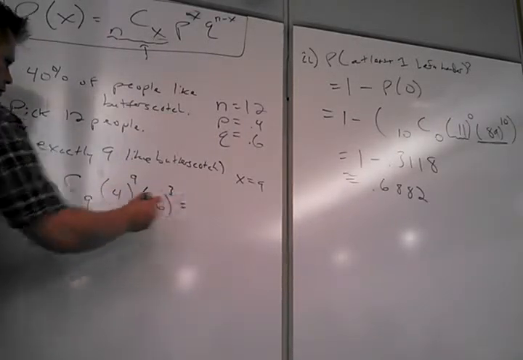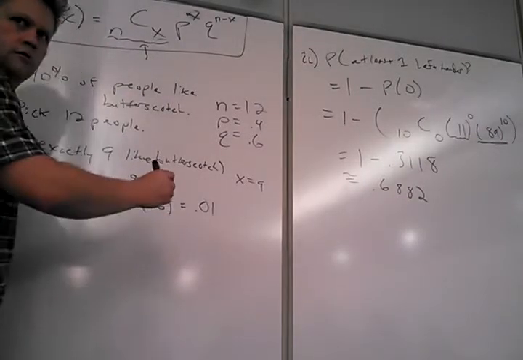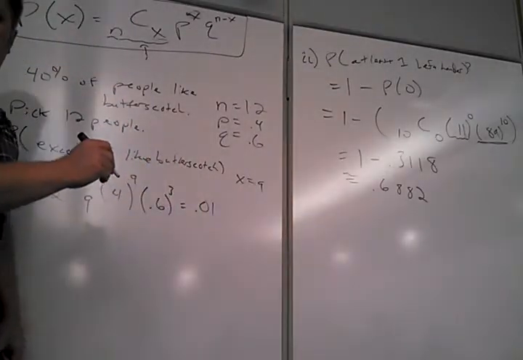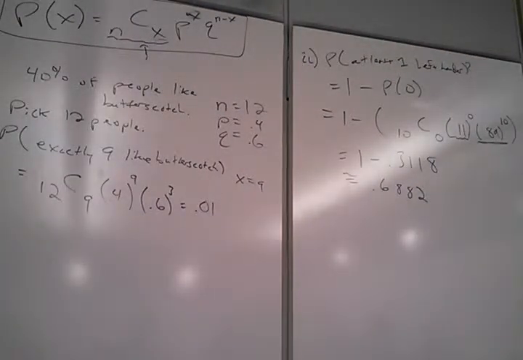So what did you get? 0.01246. Someone else got 0.02457. Let's see. We got a controversy. So we got 12 choose 9, times 0.4 to the 9th, times 0.6 cubed. 0.01247. Yeah. Okay.